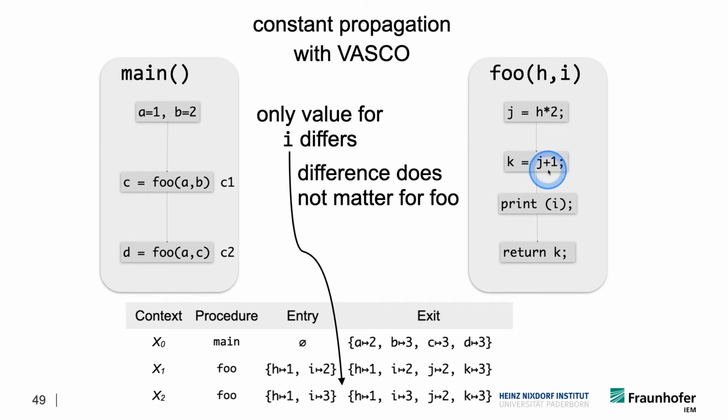So remember in Vasco, we had this example where we had two different calling contexts, and in one calling context, this parameter I up here was assigned 2, and in the other 3. But actually that didn't matter at all to the summary, right? Because I is really being printed here only, and it has no effect on whatever is being computed. But nonetheless, we had this recomputation here, right?